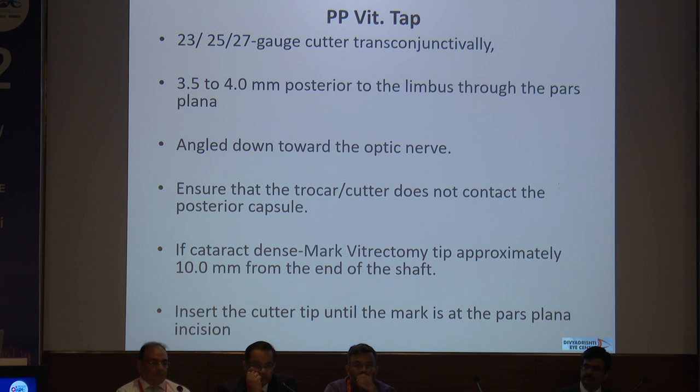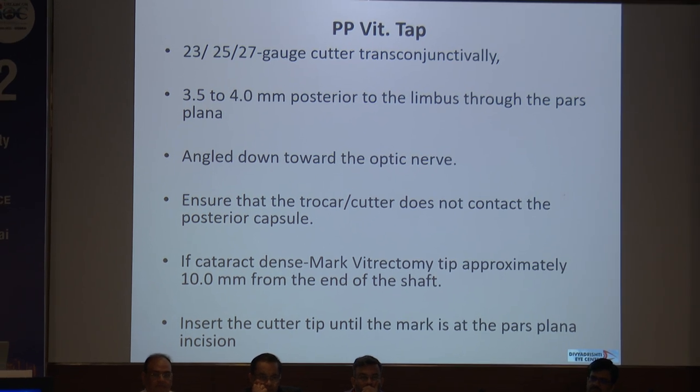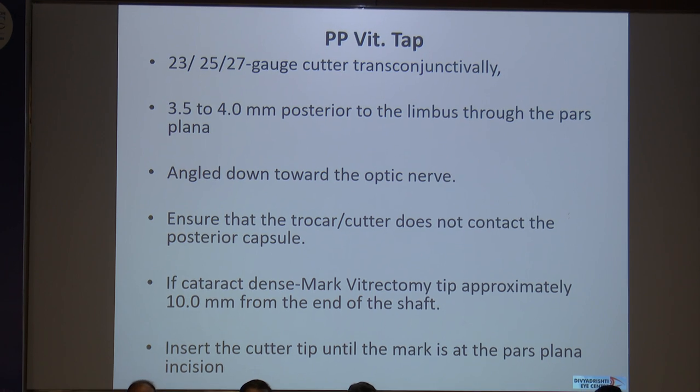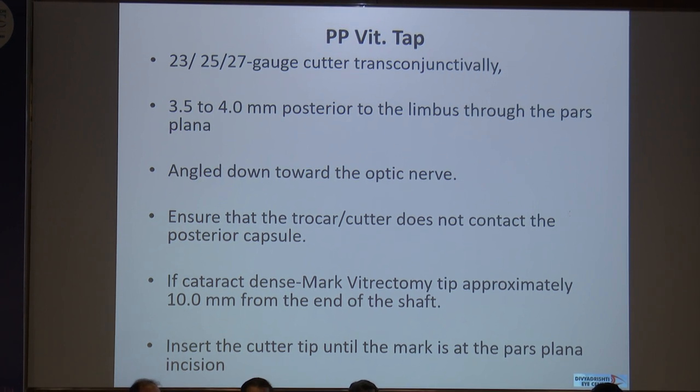So pars plana vitrectomy, we all know how it is done. Just now sir has told you how you do anterior vitrectomy also. So you take either 23, 25 or 27 gauge, whichever vitrectomy cutter is available with you. Almost all phaco machines have that. So you go 3.5 millimeter or 4 millimeter behind the limbus and point it towards the center of the globe.